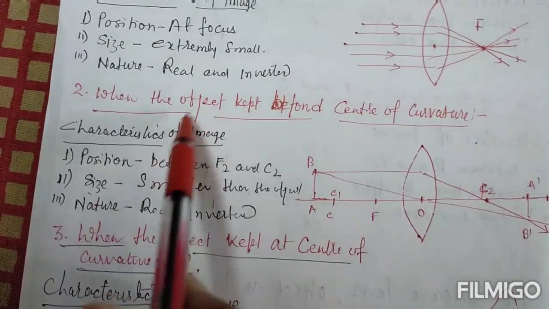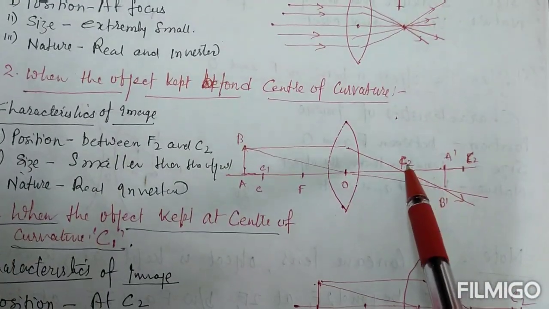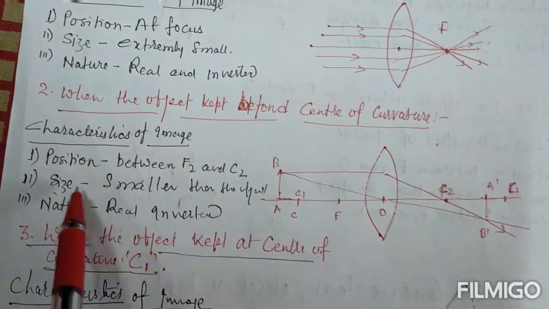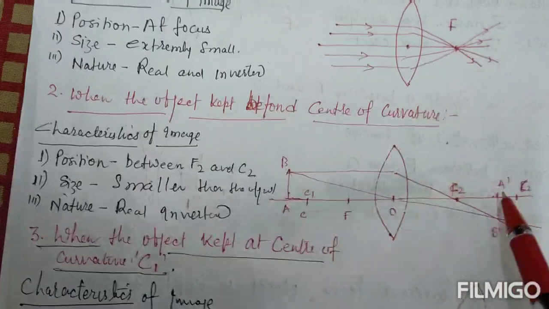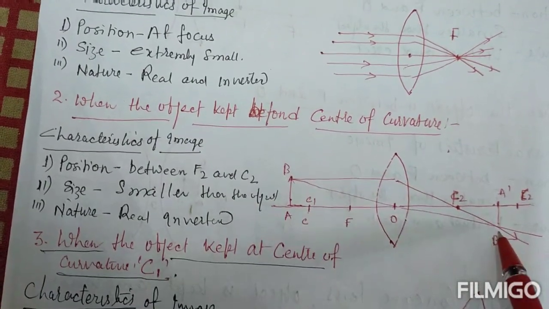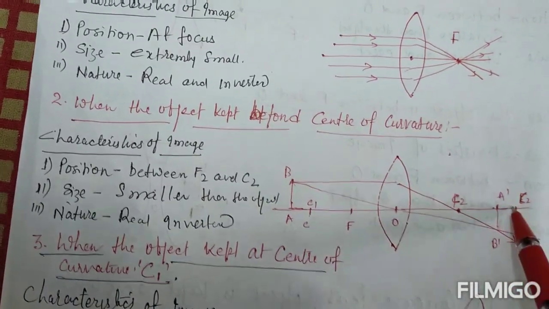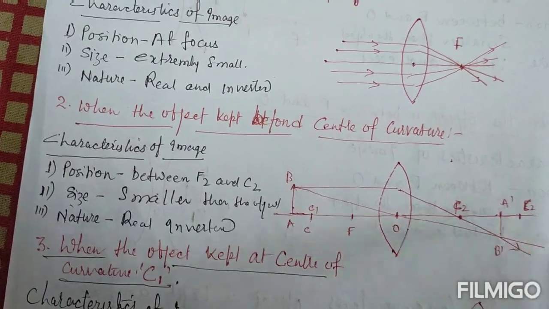So what are the characteristics? Position between F2 and C2, size smaller than the object, nature real and inverted. Here real intersection is taking place, so it is a real image, and it is downward from the principal axis, so inverted.